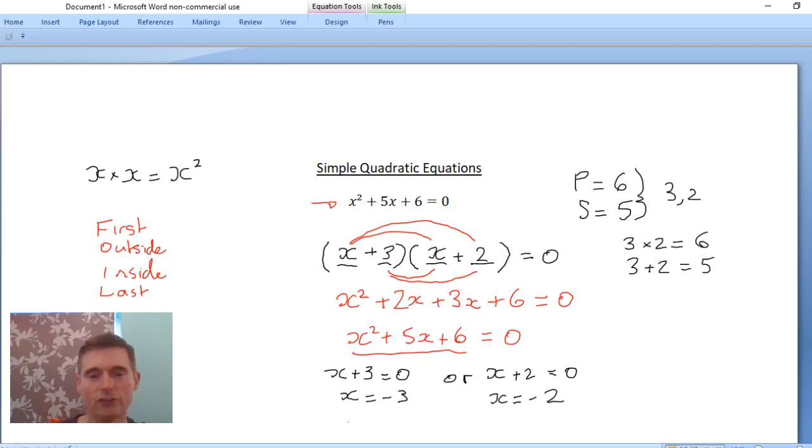And we've finished it, we've solved it. So the solutions to the equation x squared plus 5x plus 6 equals 0 are that x is equal to -3 or x is equal to -2.